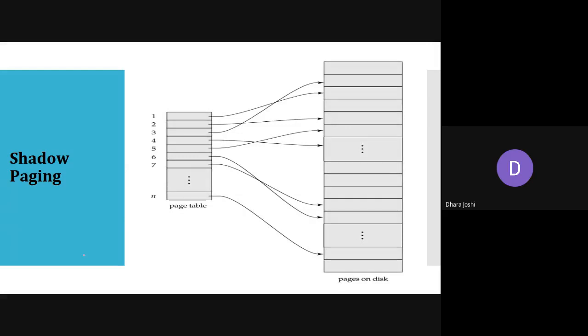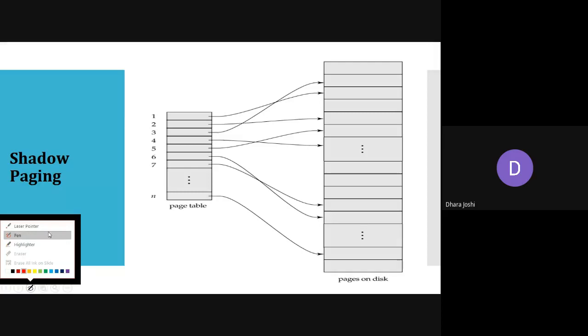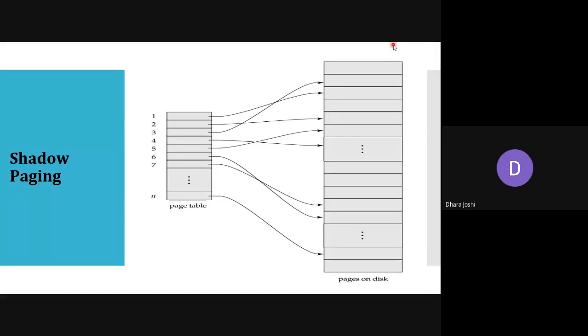As you can see on the screen, this is a page table. I'm highlighting this. This is a page table, and these are the pages on the disk. So each and every page is having a fixed amount of memory storage, and those are pointing to the disk block with the help of a pointer.